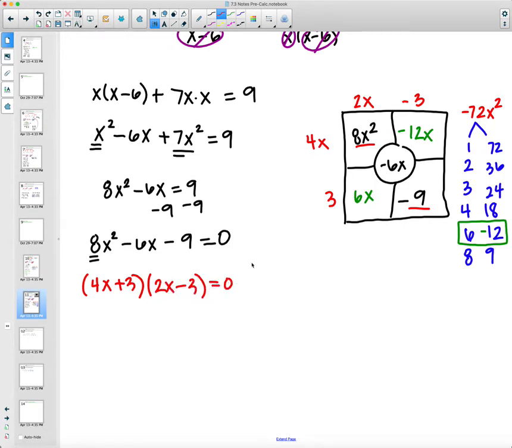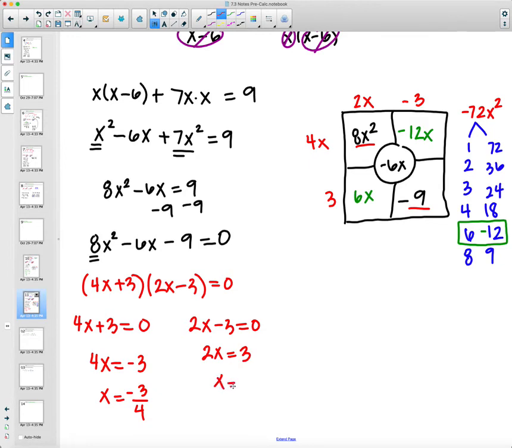And then have that equal to 0. So now you can separate these and solve. So 4x plus 3 equals 0. 2x minus 3 equals 0. Subtract 3 from both sides. And then divide by 4. Add 3 to both sides. And then divide by 2. So our two possible solutions are x equals negative 3/4 and positive 3/2.